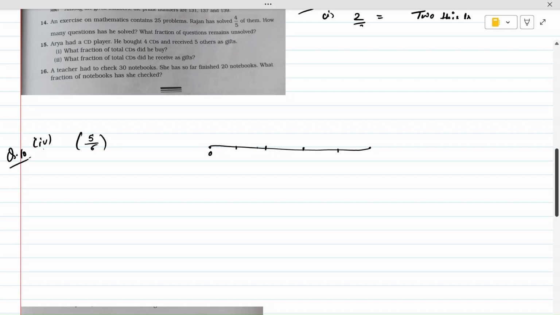This is 1 by 6, this is 2 by 6, this is 3 by 6, this will be 4 by 6, then we have 5 by 6, and then 6 by 6, which is nothing but 1. So what we are doing here is we are taking a unit length number line and dividing this into 6 equal parts. And why 6 parts? Because the denominator is 6.